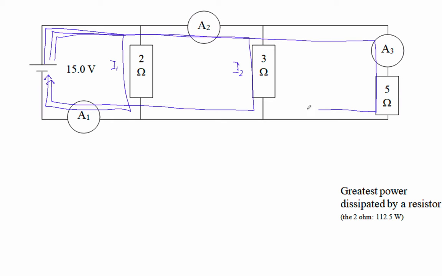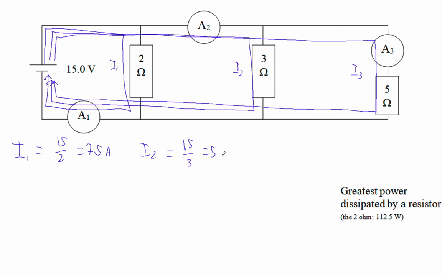Remember that parallel circuits have many currents, but just one voltage. Okay, and I'll call this guy I3. And I1 is 15 divided by 2 is 7.5 amps. And I2 is 15, and the only resistance in the path of that current is 3 ohms, right? So 15 divided by 3 is 5 amps. And I3 is 15 divided by, well, the only resistance in the path of that current is 5 ohms, right? So that's 3 amps, okay?